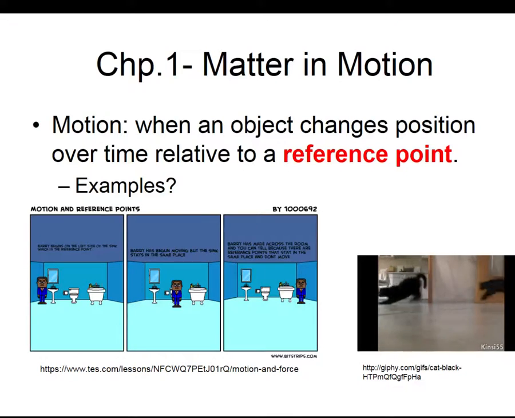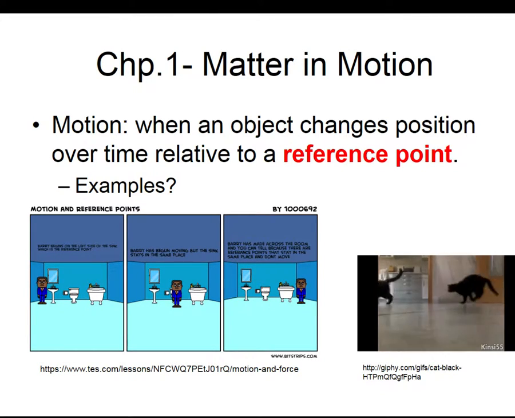Today's lesson is on speed, velocity, and the difference between them. Now, before we can talk about how fast something is going, we need to make sure that we have an understanding about how we know something is moving. And the way that we know something is moving is because the object changes position compared to a reference point. So a reference point is just whatever thing you're using to compare something to.